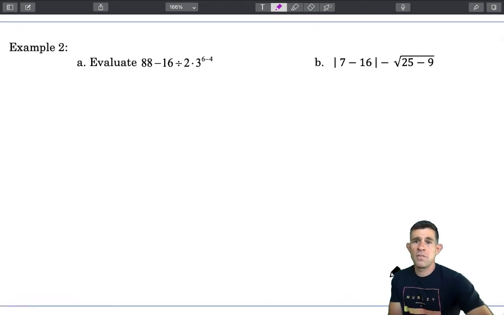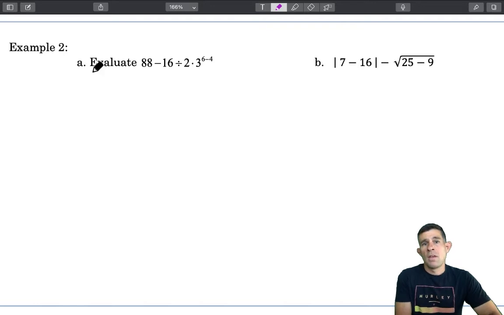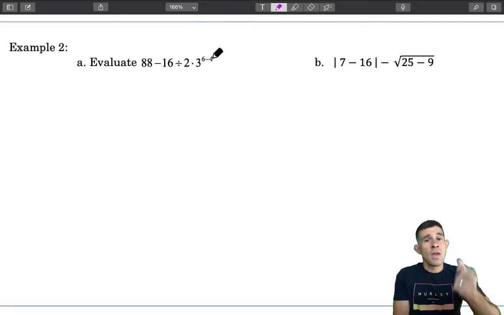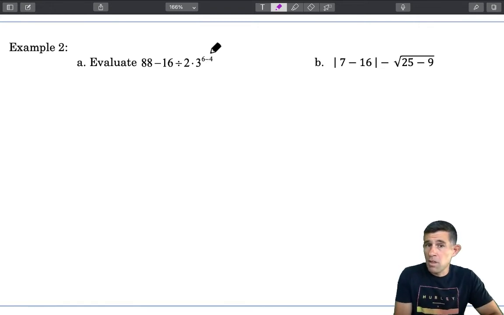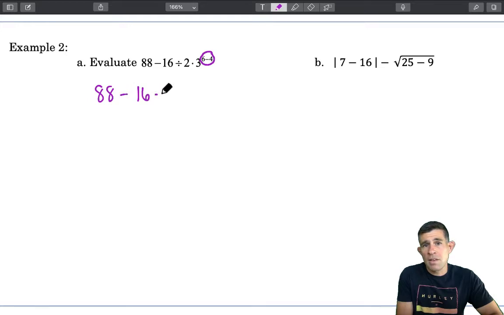Let's take a look at a few more examples here. We have evaluate 88 minus 16 divided by 2 times 3 to the 6 minus 4 power. Notice that 6 minus 4 are those smaller numbers in the superscript, so they're exponents. So we're actually going to handle our exponents first here. There's no other grouping symbols. 6 minus 4 is 2. So that gives me 88 minus 16 divided by 2 times 3 squared. Now 3 squared is 9. So I'm going to simplify that next.